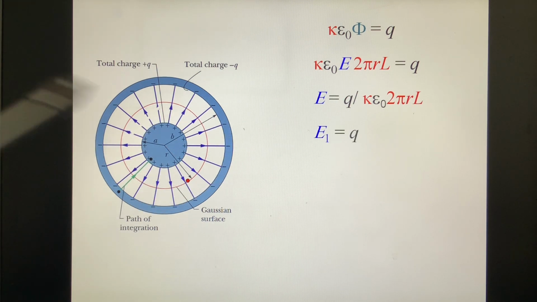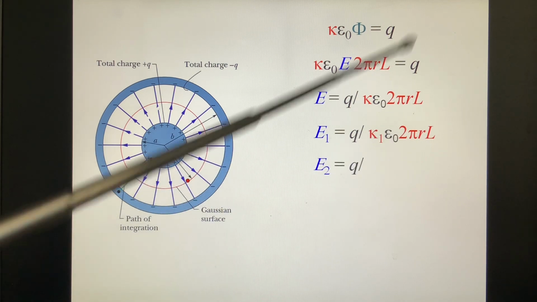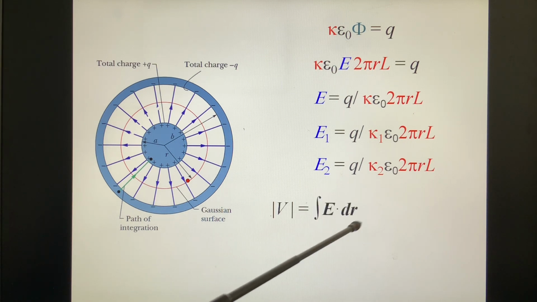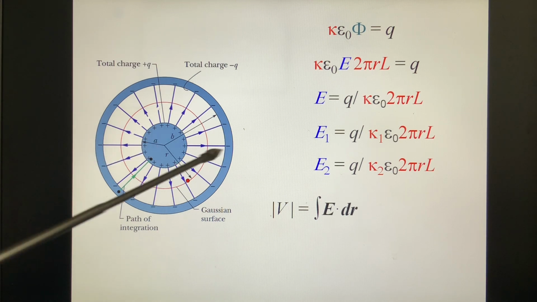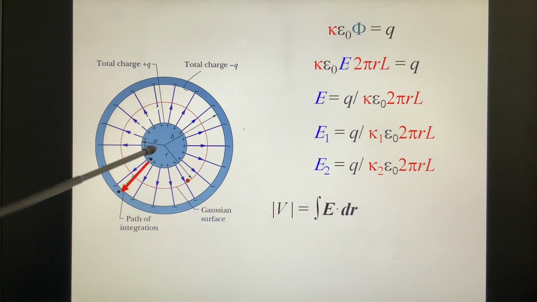Now, from this we go back to our question. For E1 you put kappa 1, for E2 we put kappa 2. That's the electric field in these two different layers. And then we will find the V. Once we know the E, we want to find the V. V equal to the integration of E dot dl from positive to negative. Whatever the layer, E is along the radius, so E dot dr equal to E dr. The integration is from positive to negative.